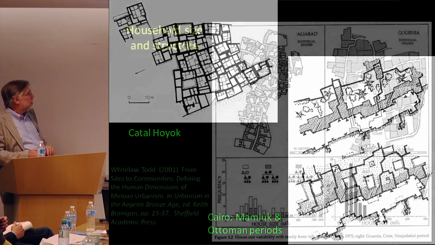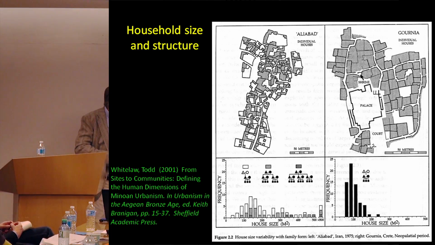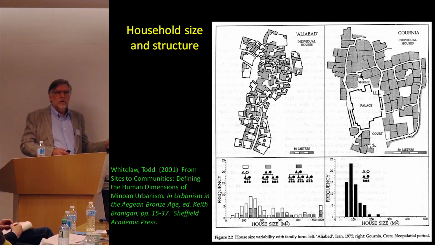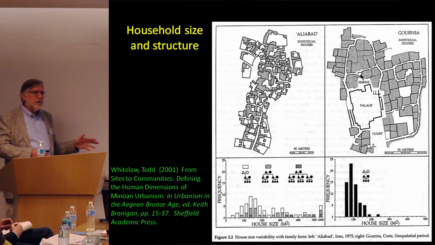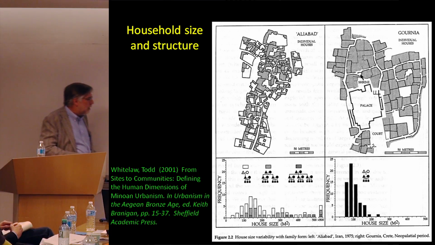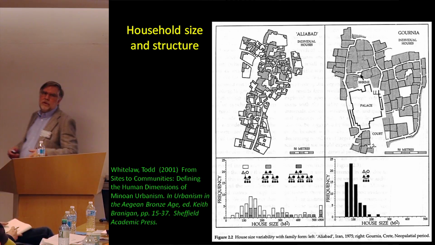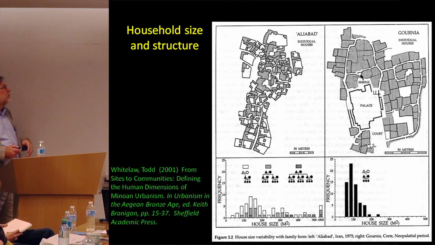Another aspect of housing is looking at household size and structure. This is from one of Todd's papers. I really like this work. This was basically my knowledge of Minoan urbanism before starting to read this stuff, because I'd read some of Todd's papers. Basically, it takes the size and configuration of houses to make inferences about the numbers of people and the forms of organization.